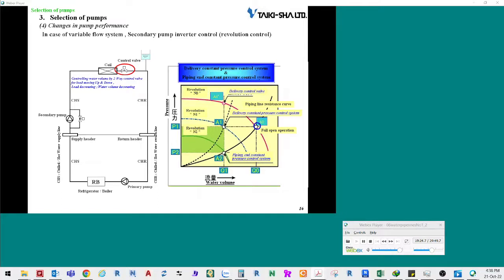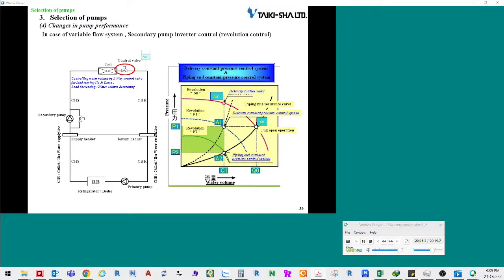Let's assume that the load is reduced and the quantity varies from point Q0 to point Q1. As the flow rate is reduced, the operating point shifts from point A0 to point A0'. The flow rate is changed by restricting the two-way valve's opening to apply resistance to the piping system. On the other hand, for the inverter control method, the revolution speed of the pump is changed by the inverter. As a result, the pump performance is adjusted to correspond to the resistance of the piping system.